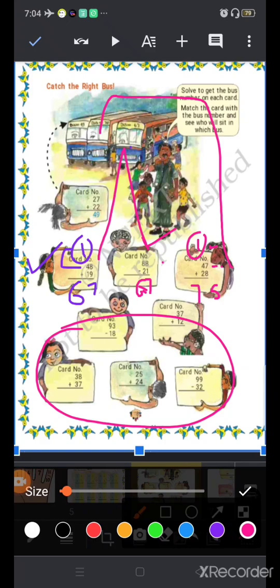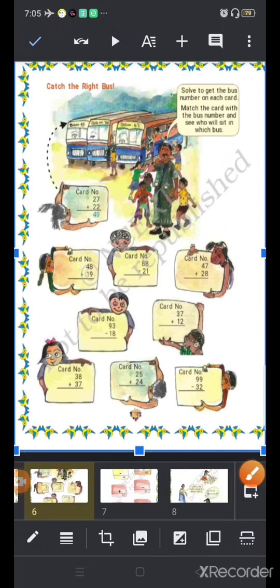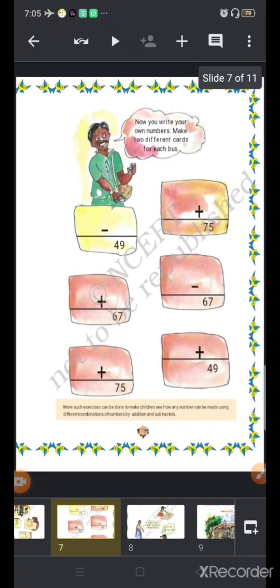Okay, now let's move on to the next page. Page number 119. This is page number 119. Here, now you write your own numbers, make 2 different cards for each bus. Here answers are given. You will write your own numbers.